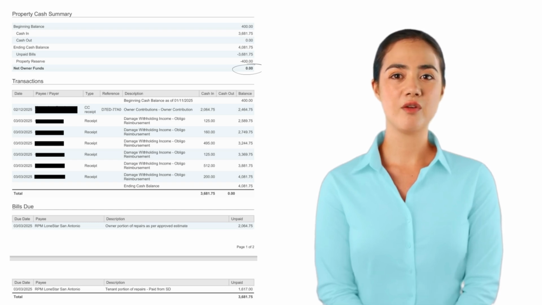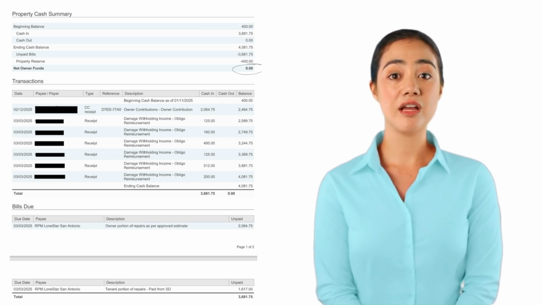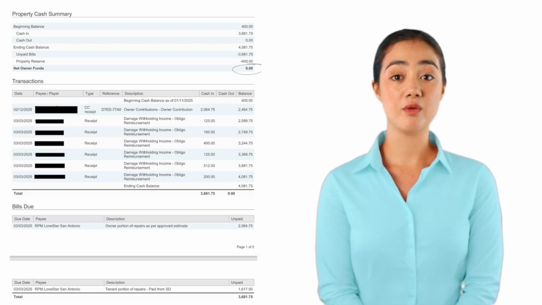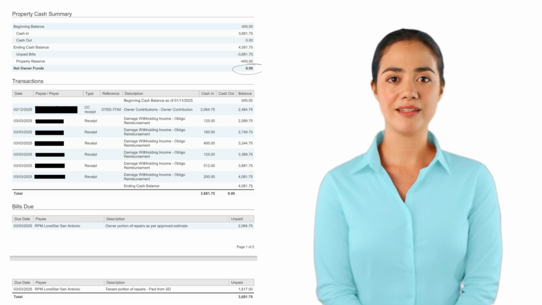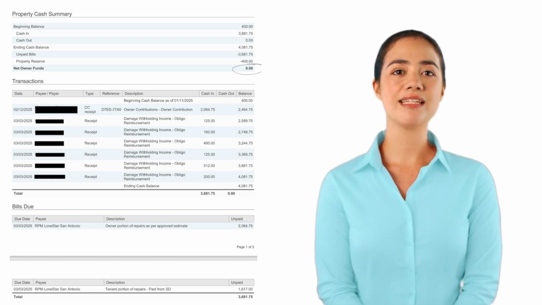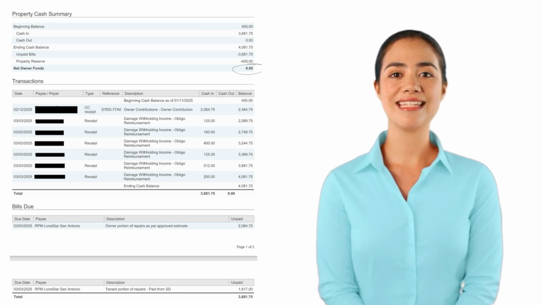After the owner was informed about this, they made an owner contribution on February 12th, which was posted as cash in, so that we could start with the turnover repairs. The remaining part of the repairs came from the resident's security deposit and was posted under cash in as damage withholding income. The total of the cash in, from the owner plus the resident, equals the total of the bills due, and their net owner funds in this case were zero.